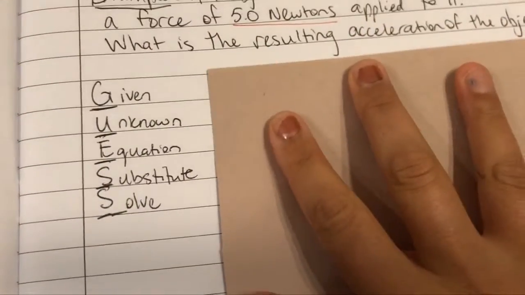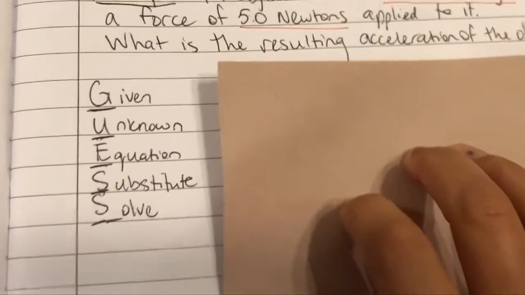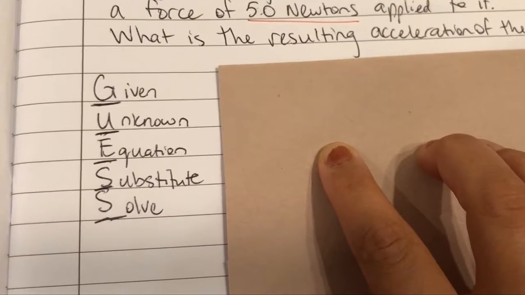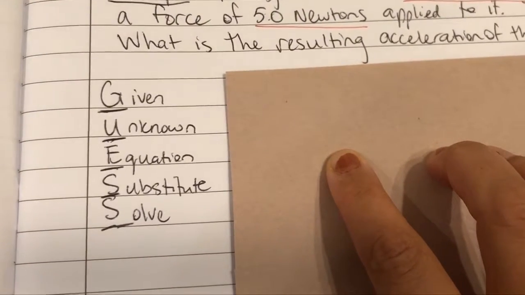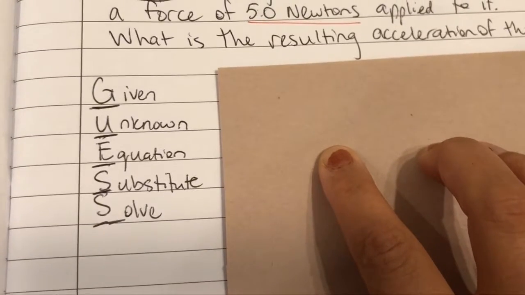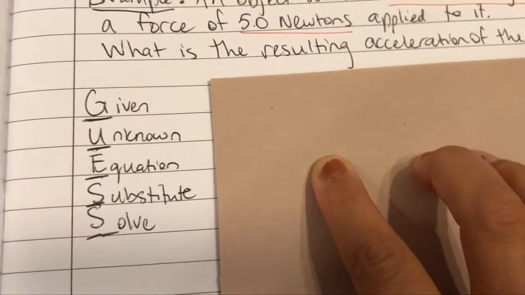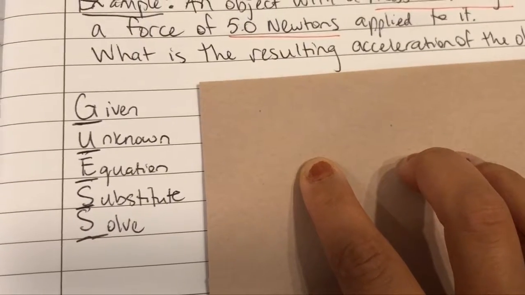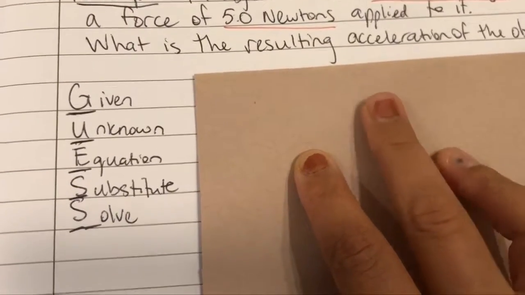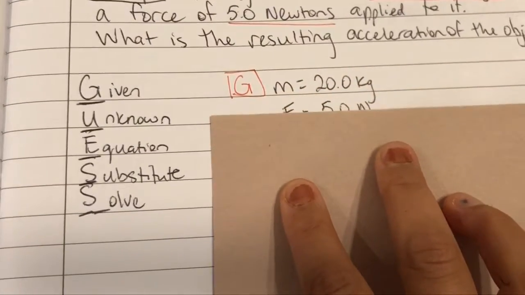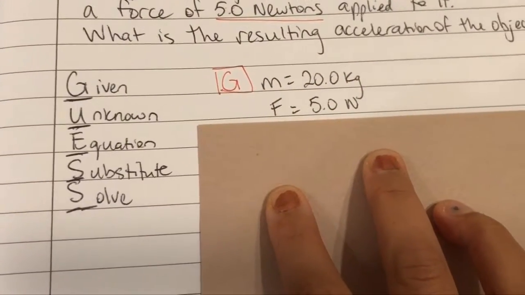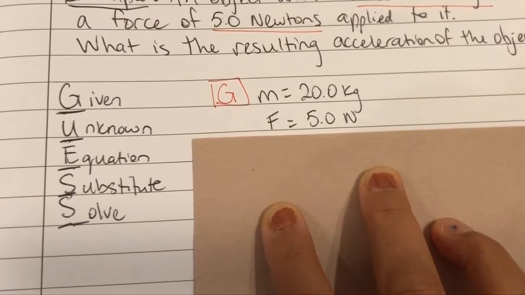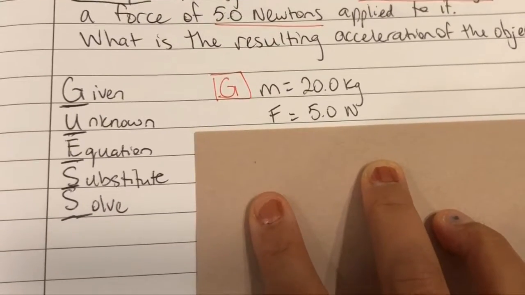Okay? You may have seen this already in math, where basically you write your givens, then you write down what your unknown is, basically what you're looking for. You write down the equation as you are going to use it. You substitute in your values, and then you solve. Okay? So, G for givens. In the question, we are told that there's a mass of 20 kilograms and a force of 5 newtons. So I write those down.